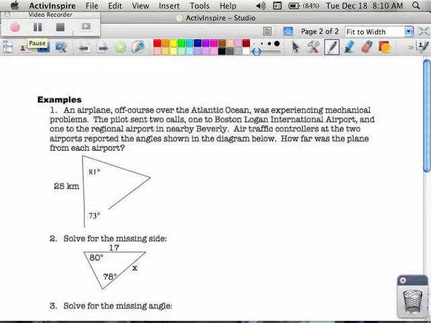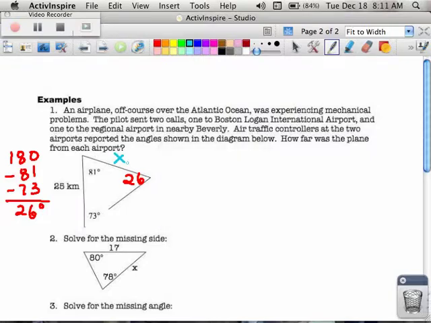Okay, so in our first example here, after our investigation one, again, we're going to have to find all the different pieces. The first thing I'm going to do is find the missing angle, because to me that seems like the natural thing to do. So I have 180 minus my 81 minus my 73 for a grand total of 26 degrees. So this angle over here is 26 degrees. Now I have two sides that I can find. It doesn't really matter what we call them. Let's call that first side x.